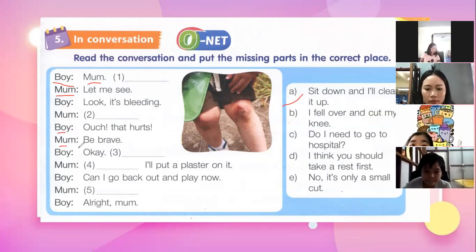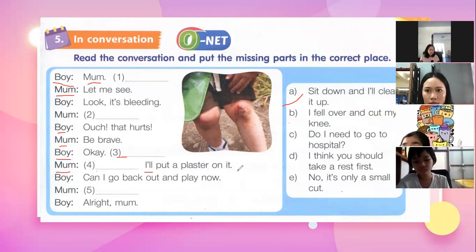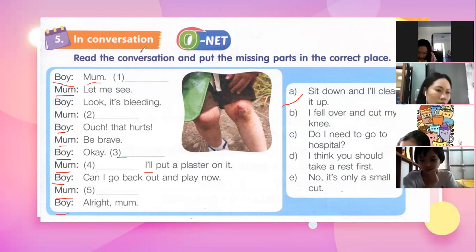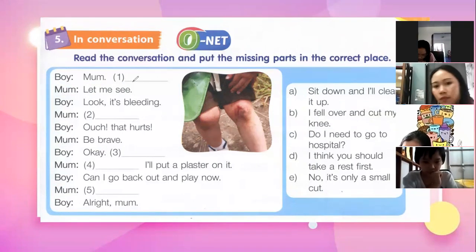Mom, be brave. Boy, okay. And then they have a missing part. Mom, number 4, missing part, and the sentence continues, I'll put a plaster on it. Boy, can I go back out and play now? After that, we have to put a missing part, which is the reply of mom. Boy, all right, mom. Okay, now let's start from the beginning.